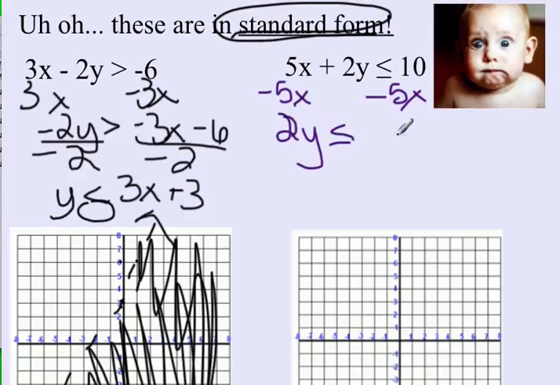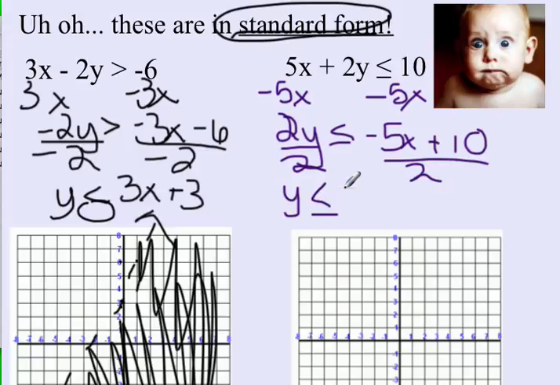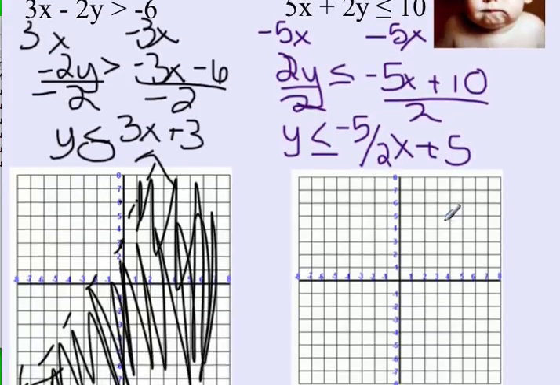Just like so. So then I'm going to divide both sides by 2. So then I get y is less than or equal to -5 over 2x plus 5. So the fraction 5 over 2 cannot be reduced. So this is my slope-intercept form.